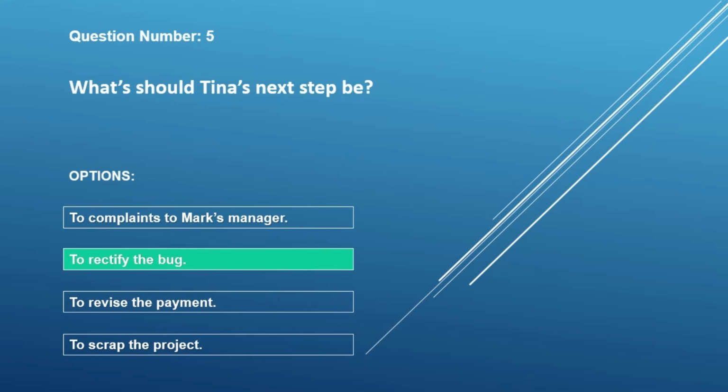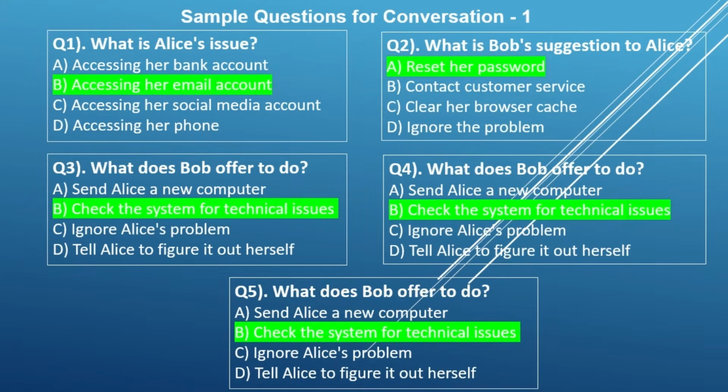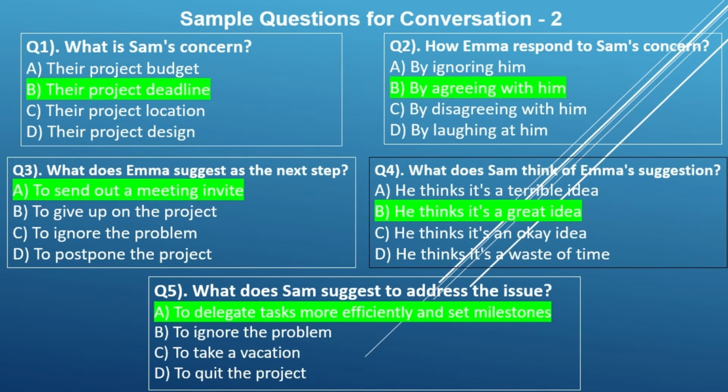Question number 5. What should Tina's next step be? Options are: to complain to Mark's manager, to rectify the bug, to revise the payment, to scrap the project. The correct answer is to rectify the bug. Guys, to help you practice, let me share 2 short conversations along with question and answers. Feel free to take the screenshot or pause this video to read them.